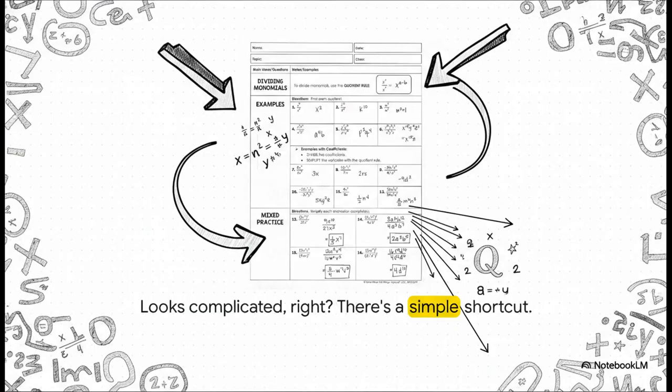At first glance, it looks like a real monster, doesn't it? You've got big numbers, different letters, exponents all over the place. It seems like it's designed to be a headache. But what if I told you there's a simple, super clean shortcut that makes solving this almost easy? Let's find out what it is.